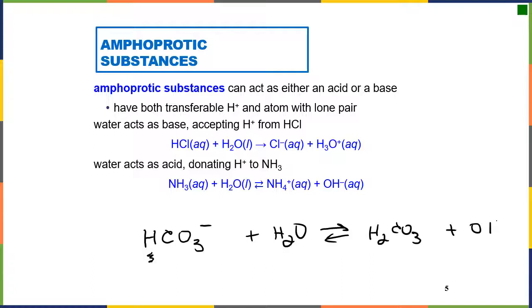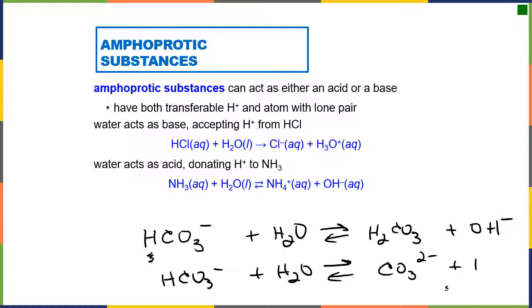And when it does that, it leaves an OH minus left over, or it can react with water again in a different form, where in this case it's going to act as an acid rather than a base. And when it acts as an acid, it's going to donate the H plus, and it's going to make carbonate plus H3O plus. Now it is amphoprotic or amphoteric, meaning it can go in either direction. So it can be an acid or a base. In this case here, it is an acid, and in this case here, it is going to be a base.